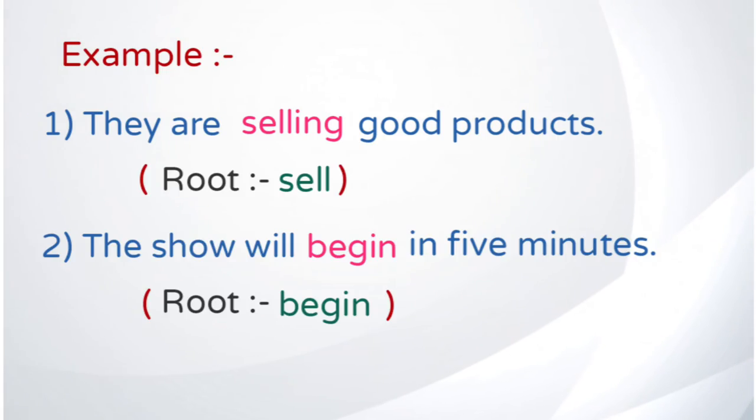Let's see some examples. First example: they are selling good products. Here, the root form of the verb is sell, which became selling. So the other form of the verb is formed by adding ing. Second example: the show will begin in 5 minutes. Here, the root form of the verb is begin and it remains the same in the sentence. So it depends upon the tense with the irregular verbs.